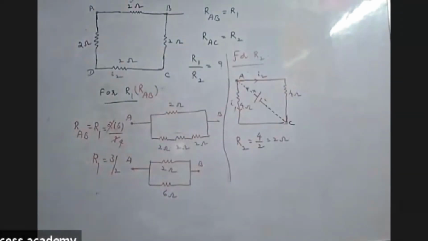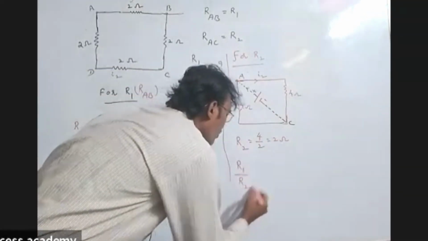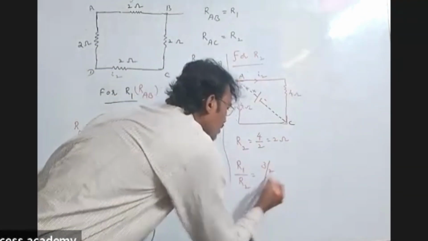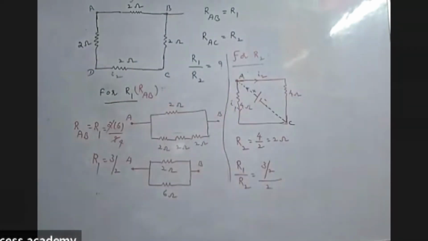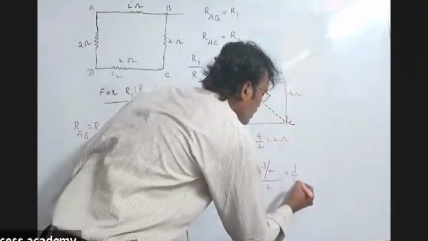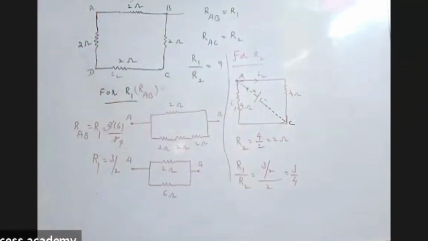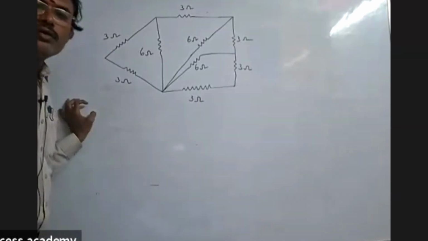Now, what is the question? This is not our question. What's our aim here? We need to calculate R1 by R2. What is R1? 3 by 2. What is R2? 2 by 2, and that is nothing but 3 by 2 divided by 1, so 3 by 4. The answer is R1 is to R2 equals 3 is to 4. Okay, got it? This is one circuit diagram.